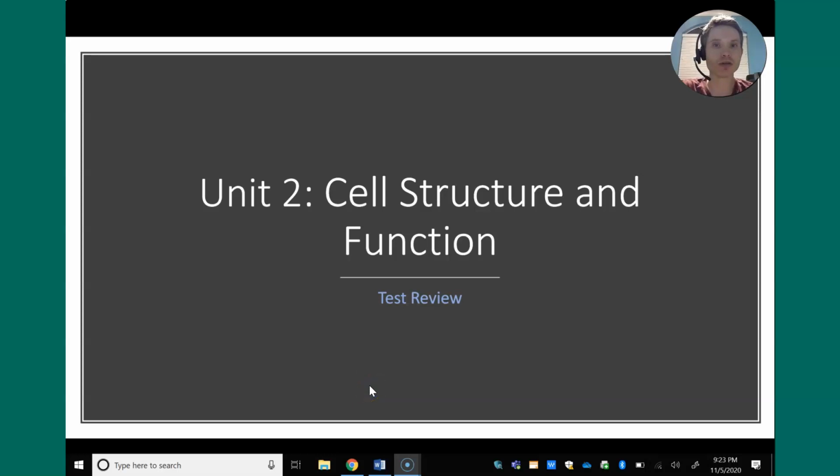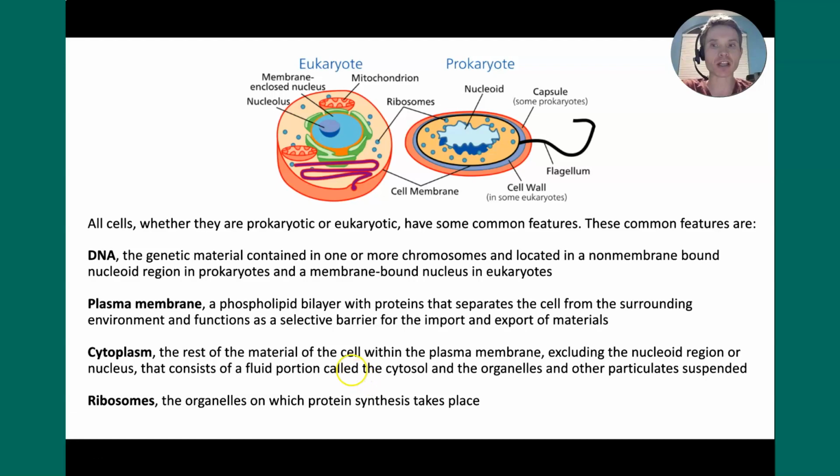Hello, this is Unit 2, Cell Structure and Function. So we're going to begin with talking about the similarities between the eukaryotic cell and the prokaryotic cell. To begin with, both cells have DNA. This is the genetic material that they use. In addition, they both have a plasma membrane. The plasma membrane surrounds both cells.